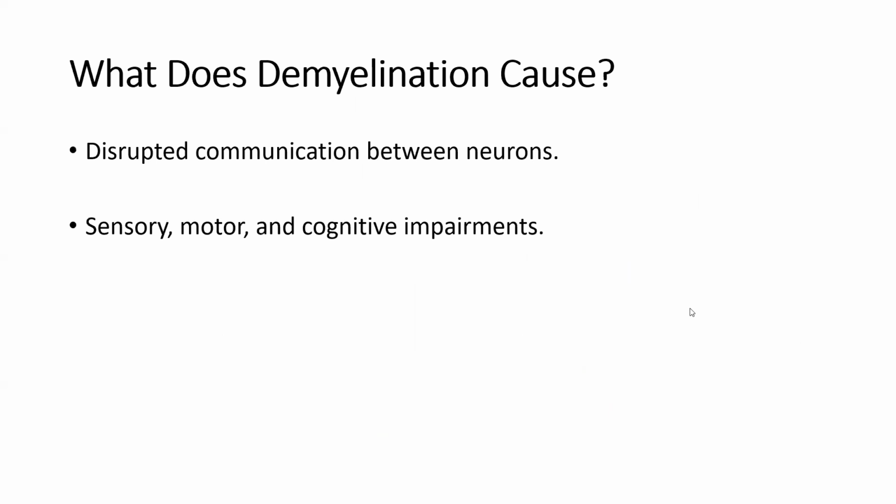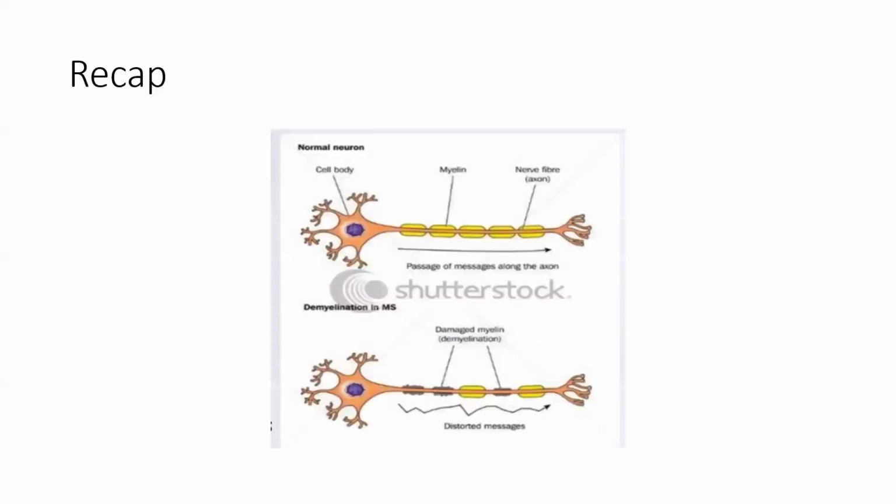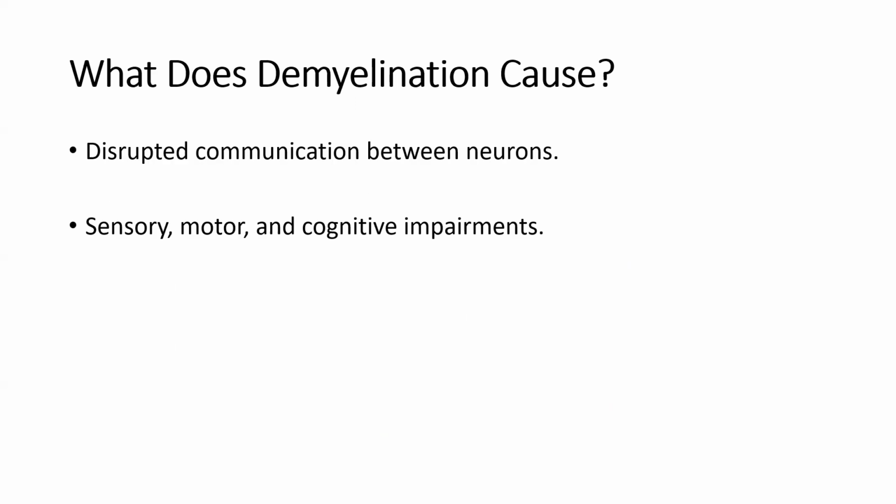So we've talked about all that. What does the demyelination cause? It causes disrupted communication between the neurons. So the impulse is not going to be traveling properly, as we have seen. The message now is not flowing properly, it's distorted. So the demyelination causes disrupted communication between the neurons and sensory, motor, and cognitive impairments, because these axons are the ones which take the impulses from the brain to the rest of the body.